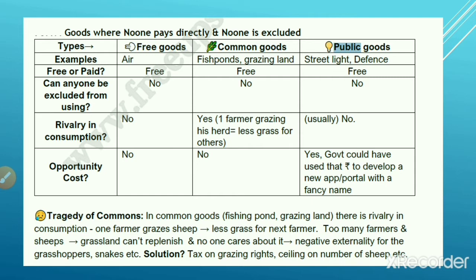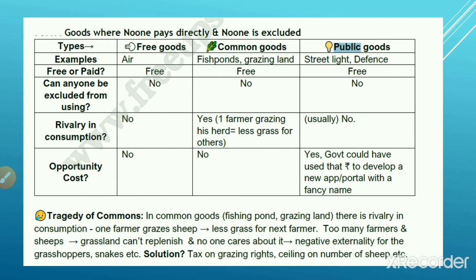So let's take free good as air. Now the first parameter is free or paid. The air we breathe is almost always free, because wherever we go it is free. No one takes a charge for that. God never takes a charge or tax on air. So we can breathe as much air as we want. So it is free. And can anyone be excluded from using it? No, no one will be excluded.